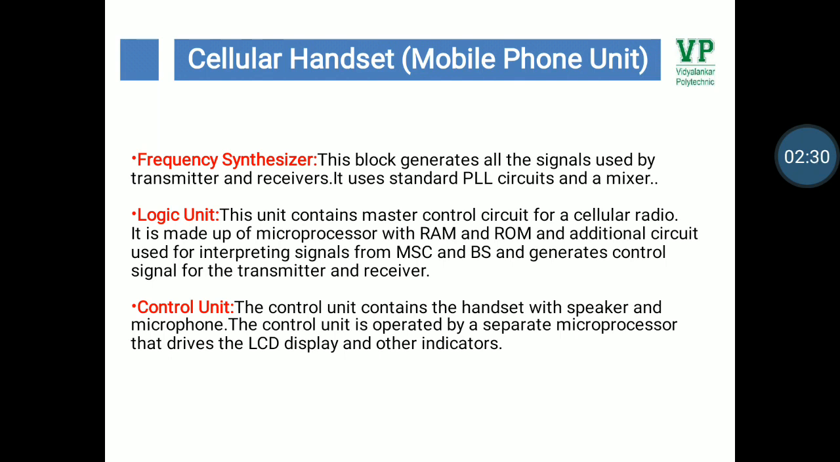Logic unit. This unit contains master control circuit for a cellular radio. It is made up of microprocessor with RAM, which stands for random access memory, and ROM, which stands for read-only memory, and additional circuit used for interpreting signals from MSC and base station and generates control signal for transmitter and receiver.